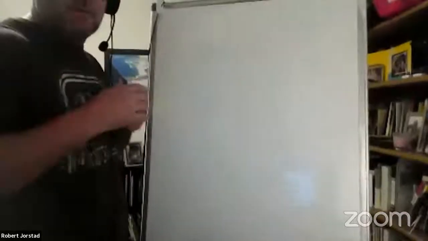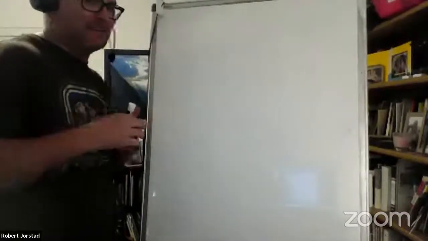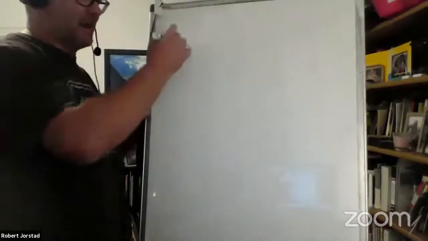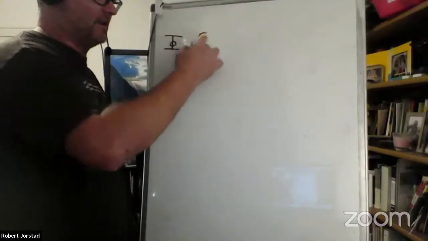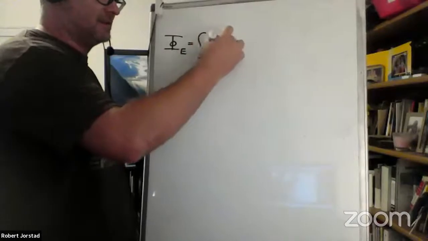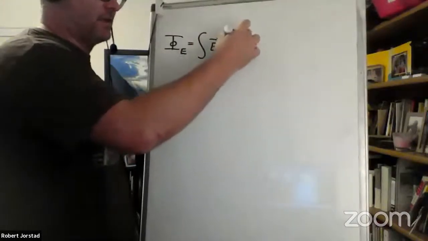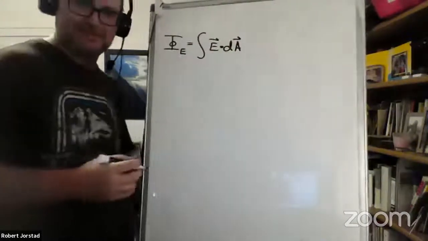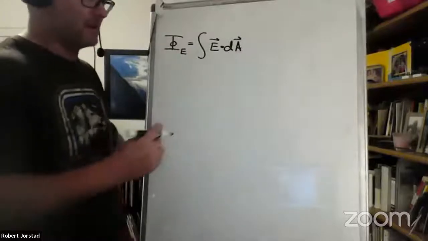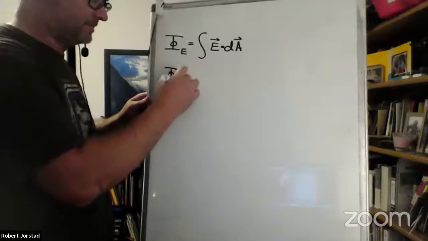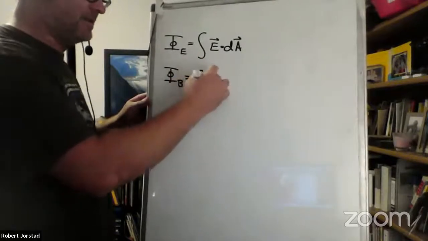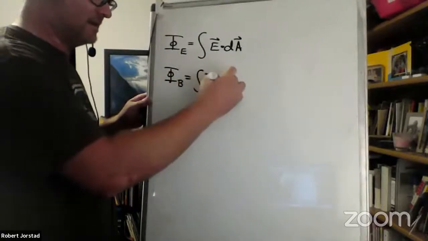Now you might know where this is going. Let's go back to flux. I don't know if you remember, electric flux was the integral of E dot dA. And if you're groaning because you know what's coming, yep, you're right. Okay, so it turns out magnetic flux is the integral of B dot dA.